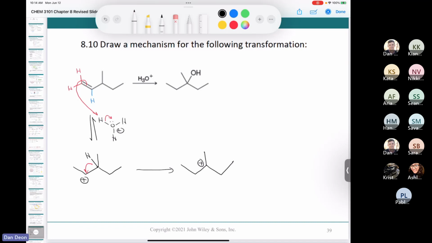Okay, awesome. Now we have water, which is going to come in as our nucleophile. So let me just draw a water molecule. And that's going to do this nucleophilic attack, and then we're going to form an oxonium ion. So that's going to look something like this.